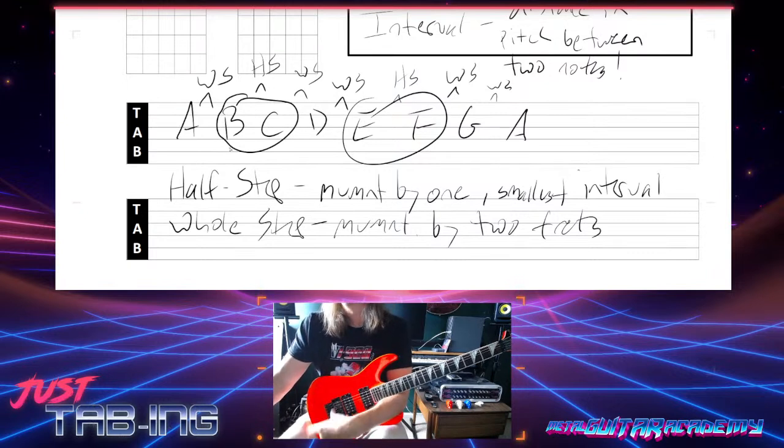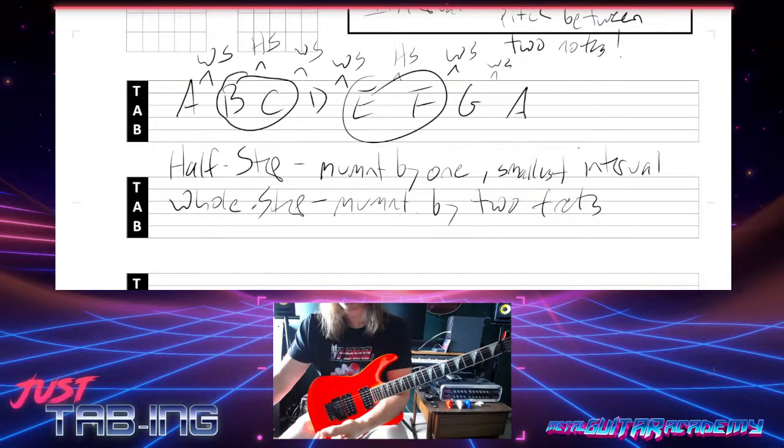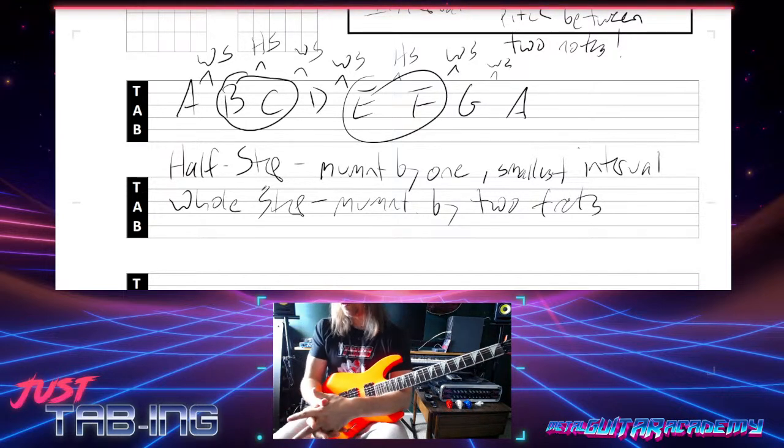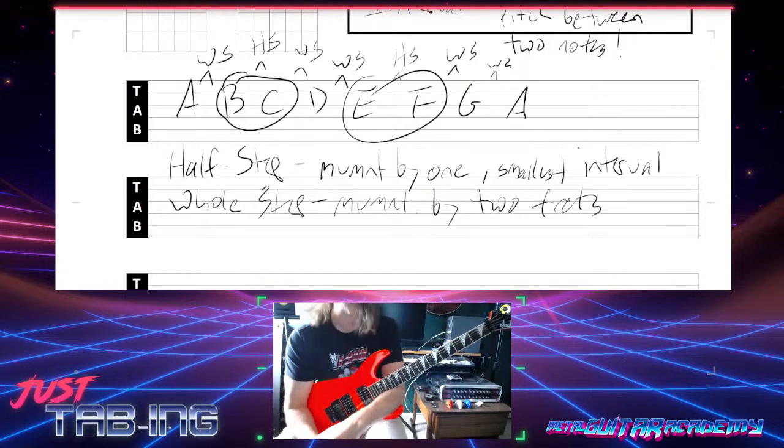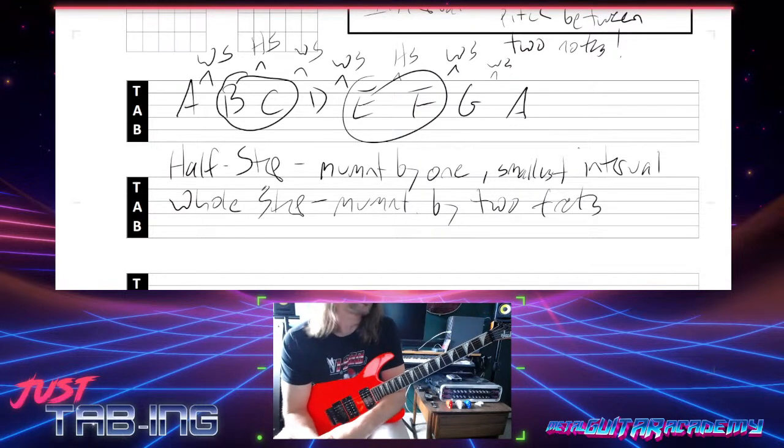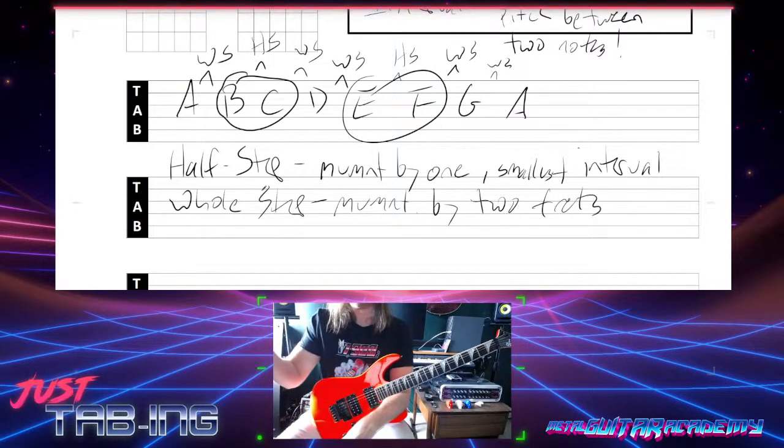Now, intervals, other than being called half step and whole step, those two smallest ones, generally we're going to refer to them as numbers. So you might have heard of, oh, I'm going to play a third, or I'm going to play a fifth, or a seventh, something like that. Where do those numbers come from? Well, it's simply how many notes you are traveling through.